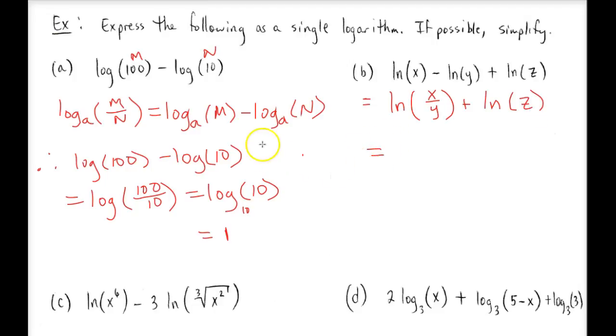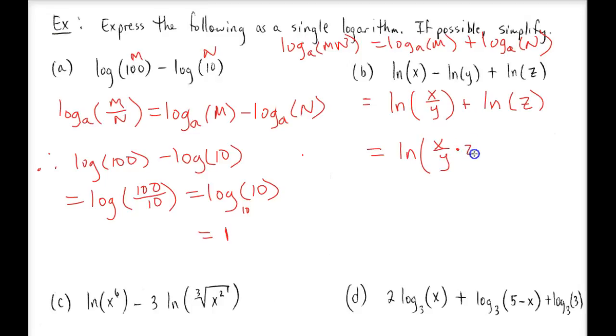And then from here, we'll use property 5, which is log base A of m times n is equal to log base A of m plus log base A of n. And we're going to multiply the quotient x divided by y and z together. So if we do that, this is what the result would be. And since z is the same thing as z over 1, you could rewrite it this way as well. So either one of these two answers is correct.